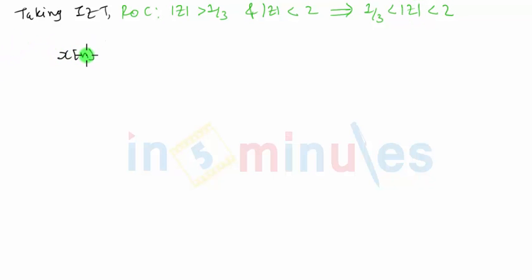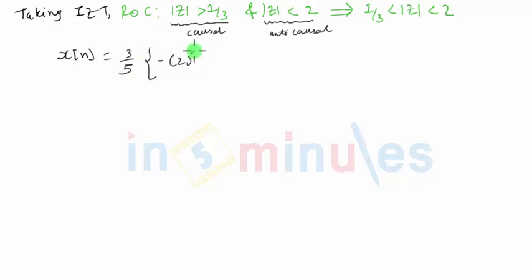Now you have to be very careful. See, when I say mod Z greater than 1 by 3, I'm assuming this signal to be causal. But when I say mod Z less than 2, interior to a circle, it means I'm assuming the signal to be anti-causal. So the signal with the factor of 2 has to be anti-causal. So that means 3 by 5. The anti-causal inverse Z transform will be minus 2 raised to n u of minus n minus 1. And the second signal, this was minus 3 by 5 already.